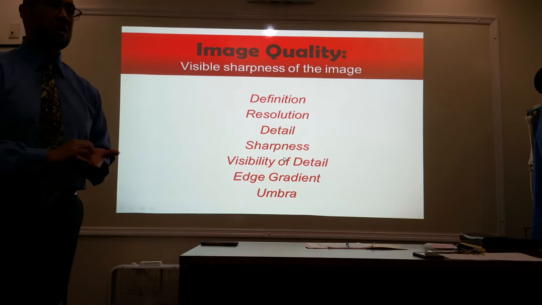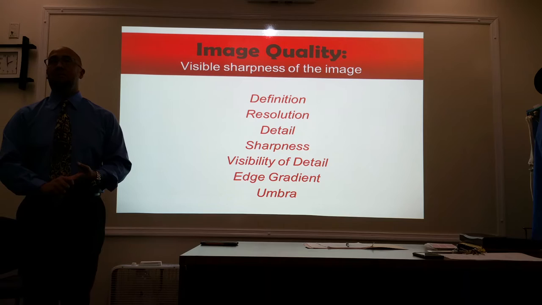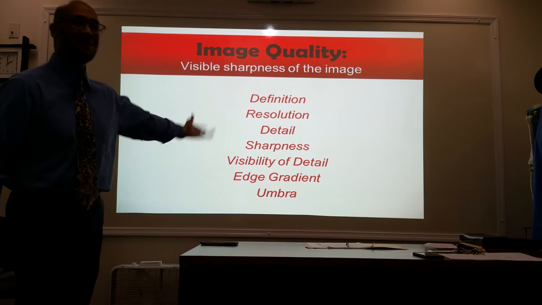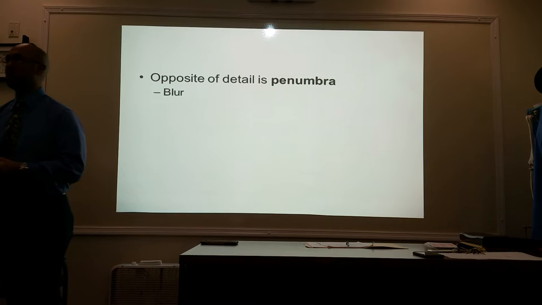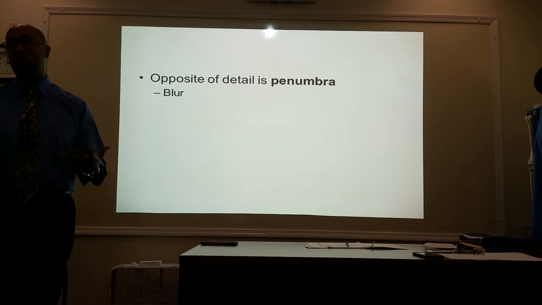What is the opposite of detail? Blur. Loss of detail. Loss of resolution. Loss of definition. Okay, those are the opposites. The opposite of detail is known as penumbra or blur. But we also refer to it as loss of detail or loss of resolution. They all mean the same thing, all right?